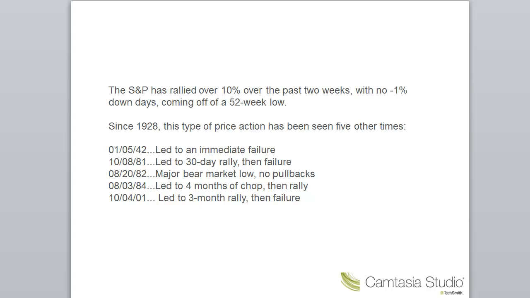In 1942 it led to immediate failure. In 81 it led to a 30-day rally, then a failure. In 82, a major bear market low, no pullbacks. In 84, a 4-month period of choppy sideways markets, then a rally. In 01 it led to a 3-month rally, then a failure.